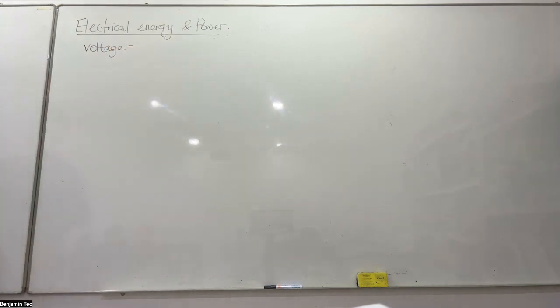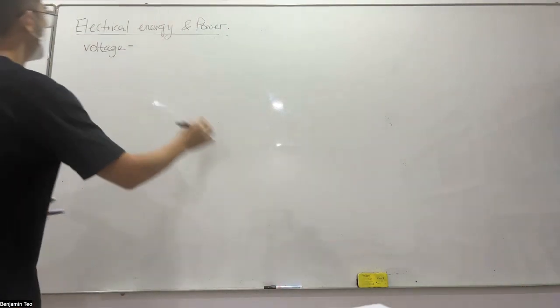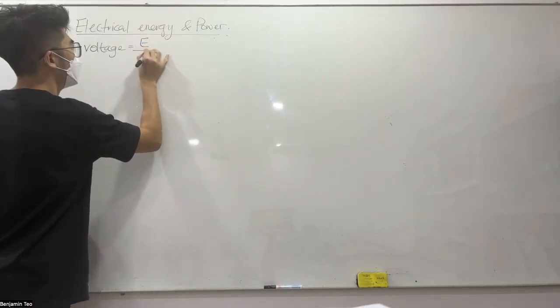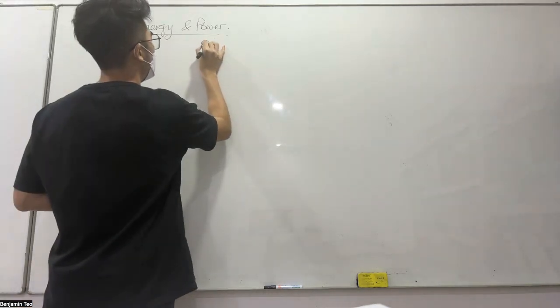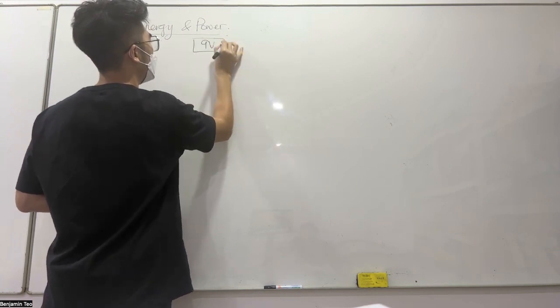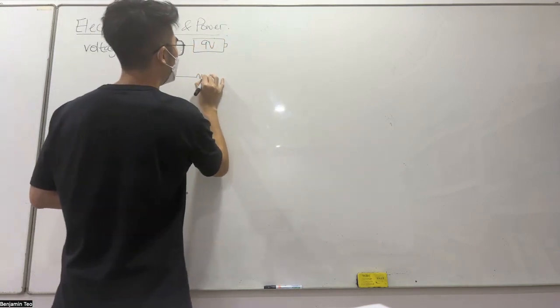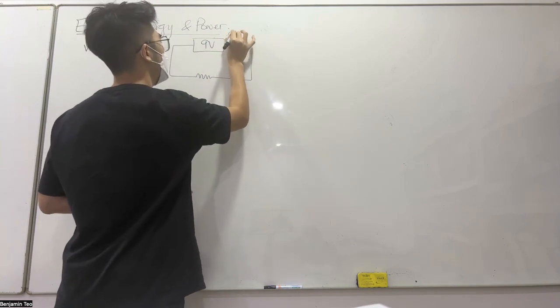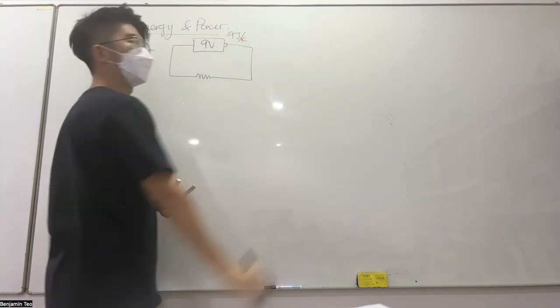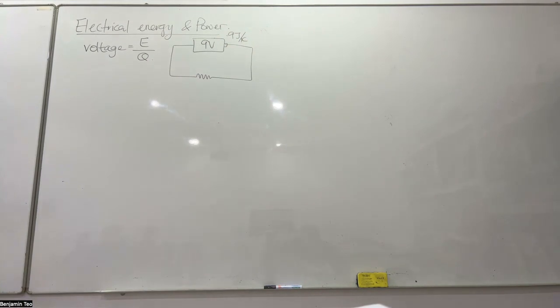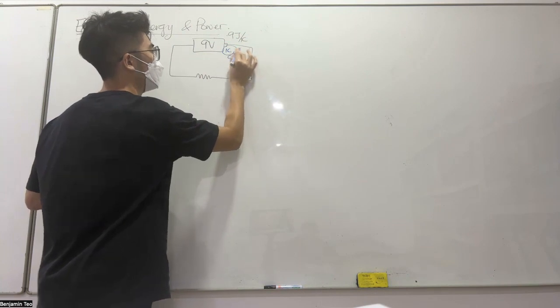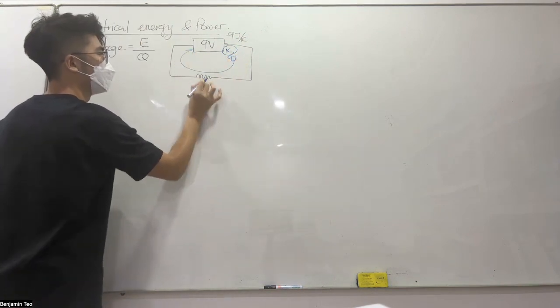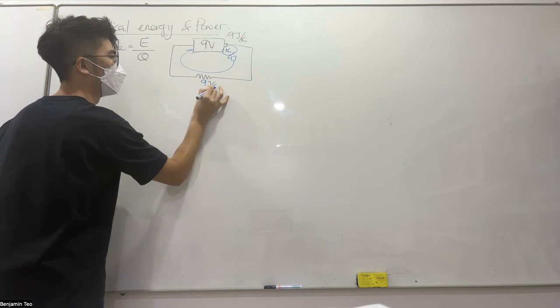Okay, what is the formula for voltage? Energy over charge. A 9 volt battery means it supplies 9 joule of energy for 1 coulomb of charge. So if you have 1 coulomb of charge, it will get 9 joule, run the circuit, then spend the 9 joule over here.